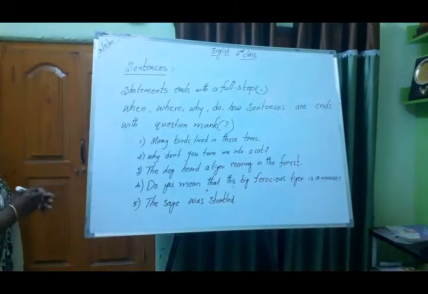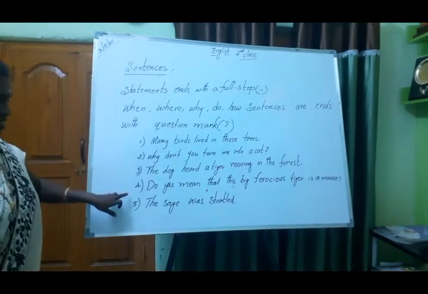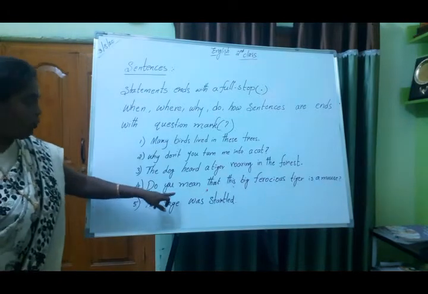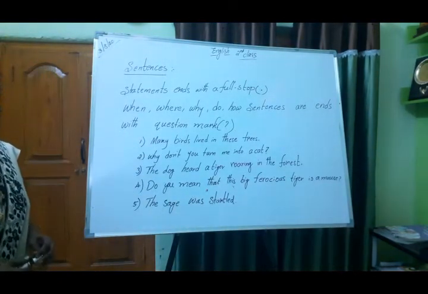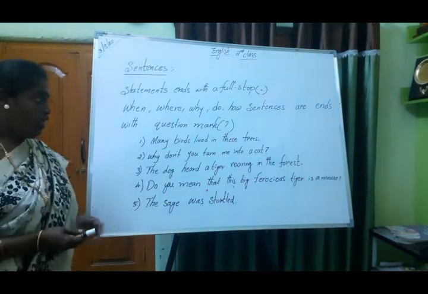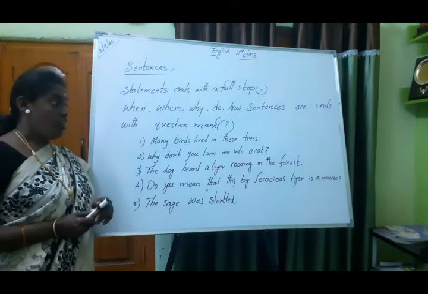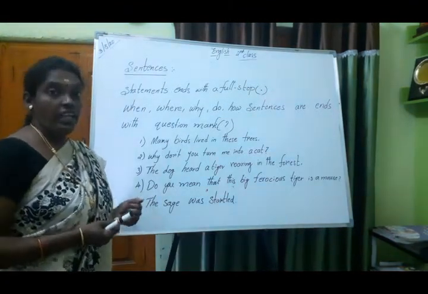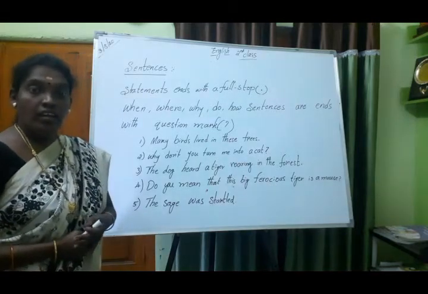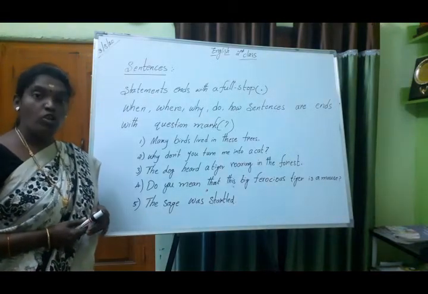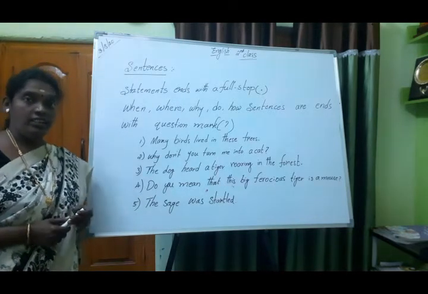Next one, the third one. Do you mean the fourth one, children? Three completed. Now we see the fourth sentence. Do you mean that this big ferocious tiger is a mouse? Do you mean, do you know? That this big ferocious tiger is a mouse. Mouse means what, children? Mouse means elaka.